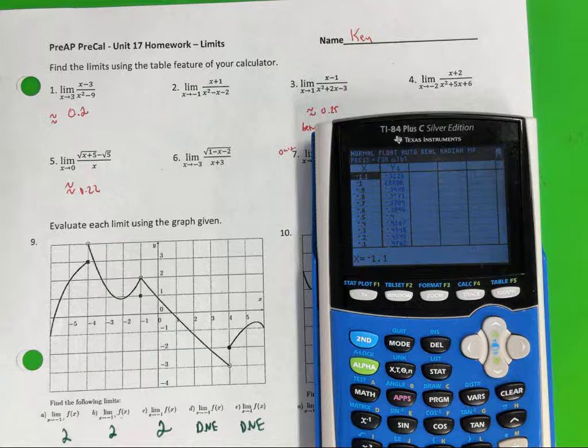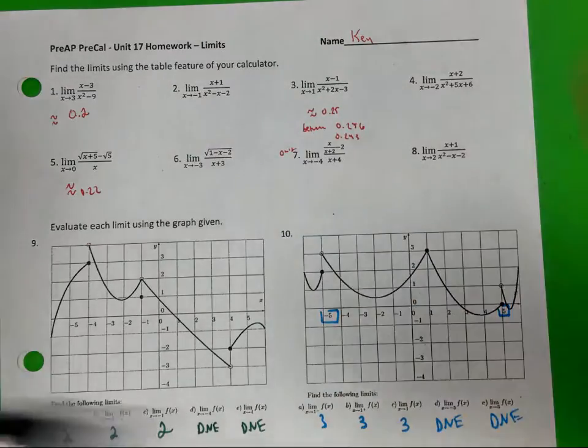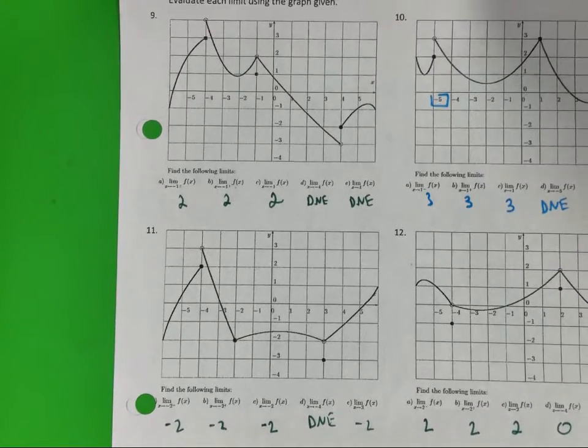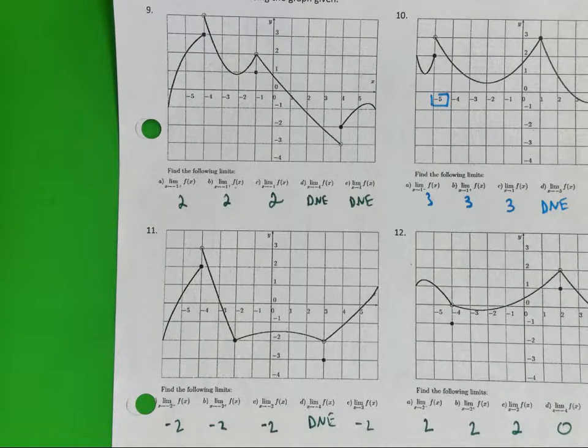Does everybody understand that problem? Are we good on that one? Do we need to do another example like that, or are we good? Okay, so let's look at our homework. I want you to check number 9 and 11 right there, and I'm going to explain all of them. I just want you to check 9 and 11.